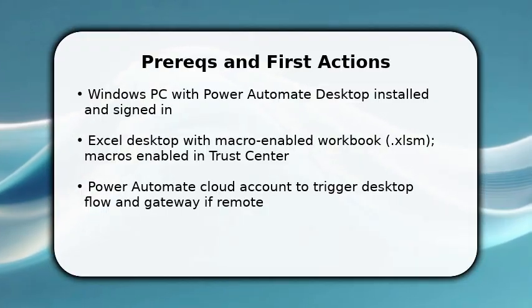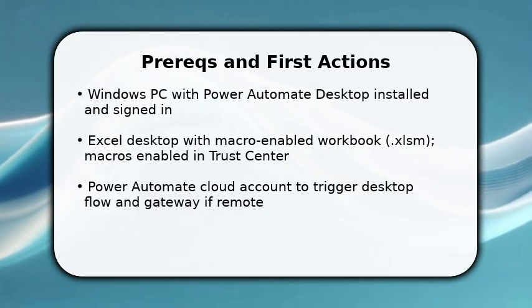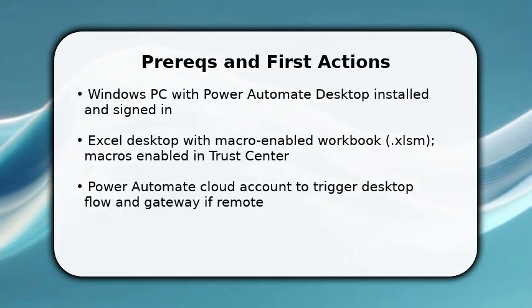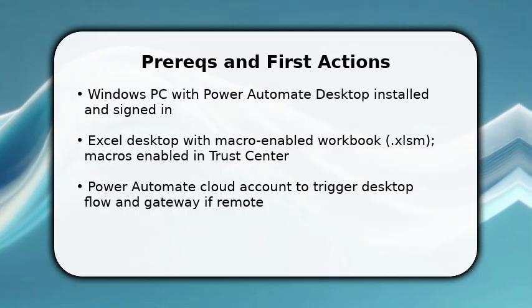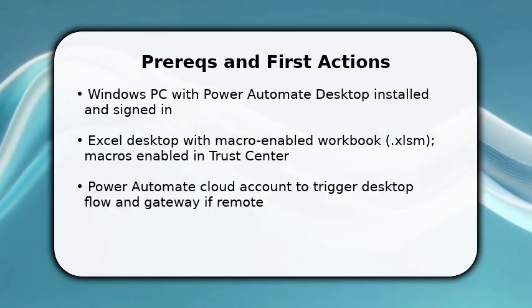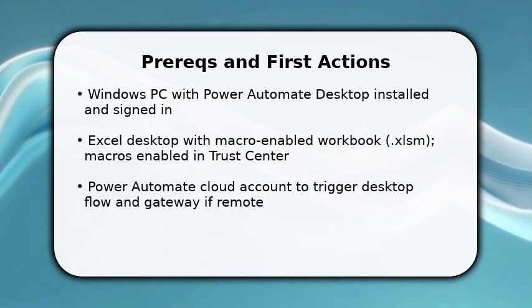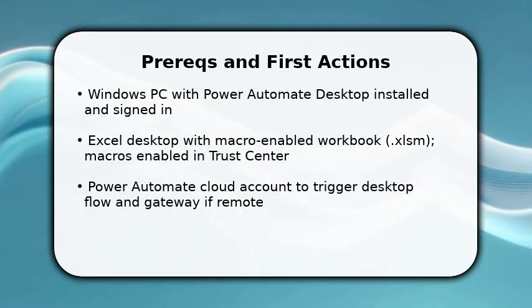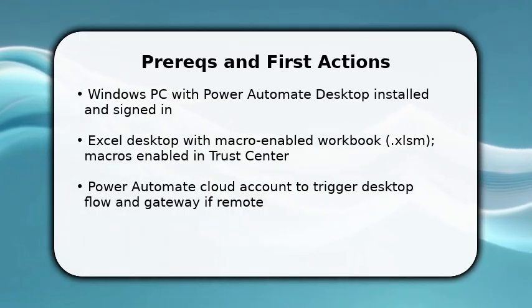You start now. Confirm Power Automate Desktop and Excel are on the same Windows machine and your XLSM is ready. Once done, enable macros in Excel Trust Center and note the macro name exactly. Make sure Power Automate Desktop is signed into the same account you'll use in the cloud. Then create a new desktop flow.